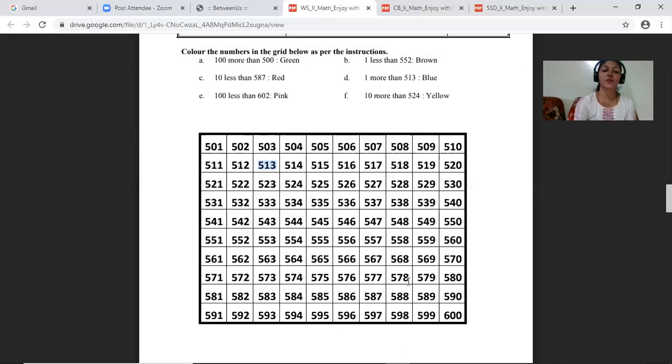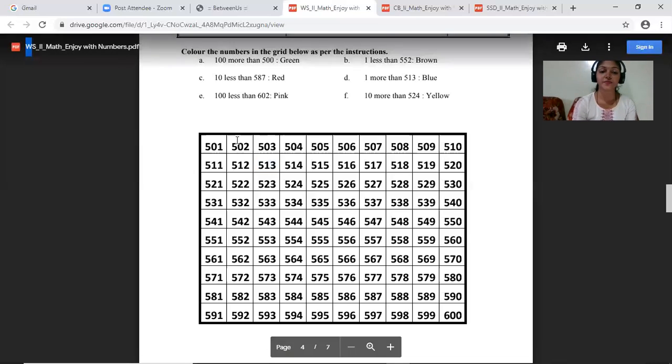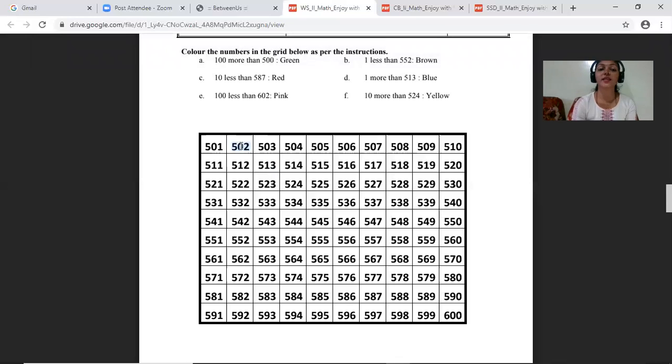502. And which color will you be giving here? Which color? It's color pink. Okay, so you're going to color 502 with pink. Okay, the last one now.